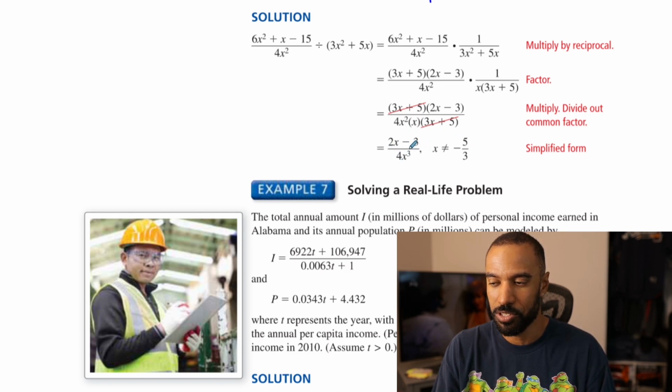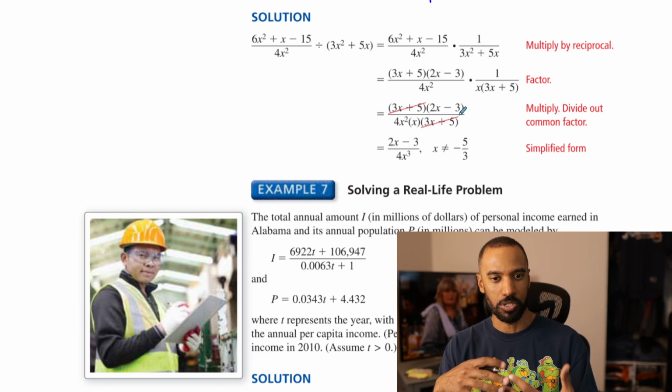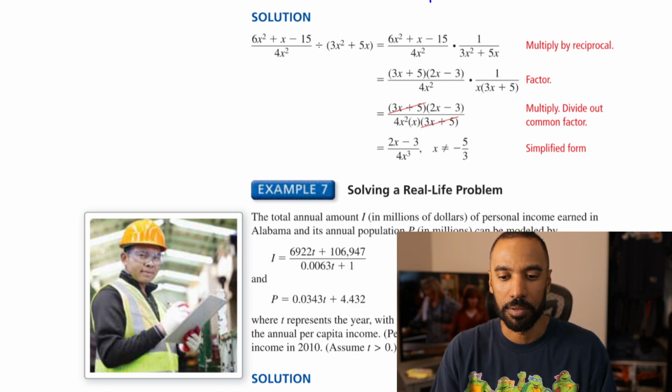No, these x's can't cancel. X can't equal negative 5/3. How come? Because the canceled set here, 3x plus 5, can't equal 0. And so on and so forth. This guy's judging us right here.